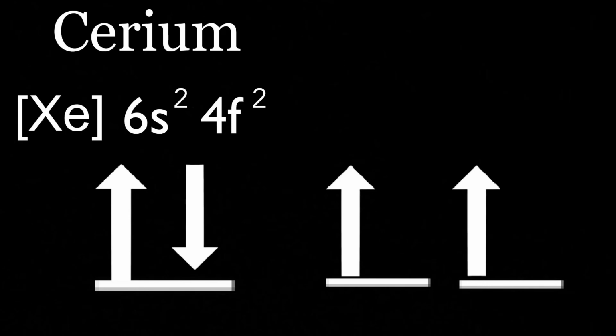The electron configuration for cerium is, in brackets, xenon, 6s2, 4f2. This is what the orbital notation looks like. The principle I'm going to be explaining is Hund's rule, which states that every orbital in the sublevel is singularly occupied before any orbital is doubly occupied.